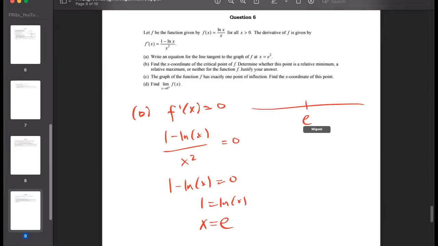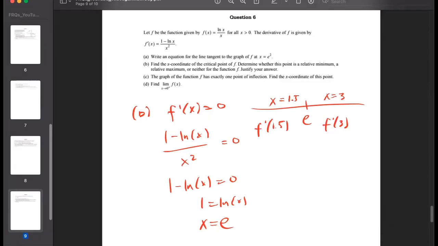So we're just going to test some points. Maybe x is equal to 1. Actually, let's do x is equal to, what should we do? Like x is equal to 1.5 and then x is equal to 3, just to get an idea. And I'm testing these. So f prime at 1.5 and f prime at 3.